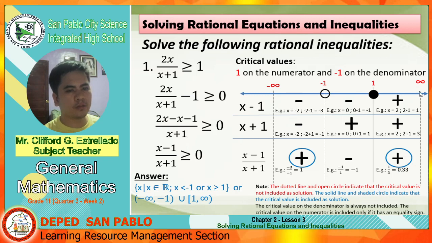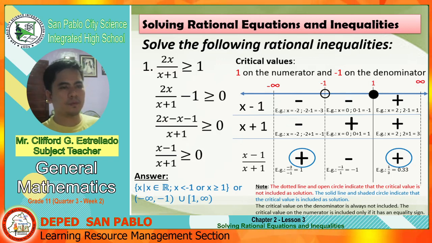So arranging that on our number line, we have here negative 1, then positive 1. And on the left of negative 1, it goes up to negative infinity. And on the right of positive 1, it goes up to positive infinity. So our table of signs is now divided into 3 regions: from negative infinity to negative 1, from negative 1 to positive 1, from positive 1 to positive infinity.